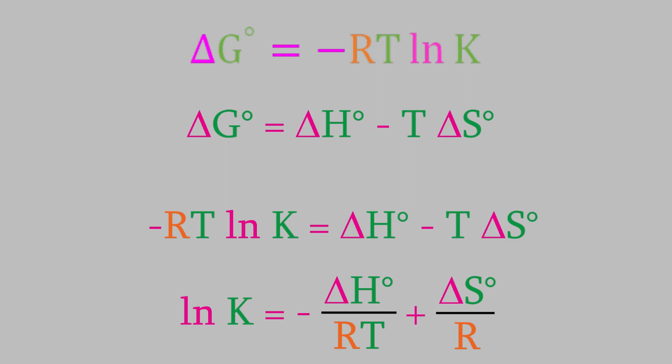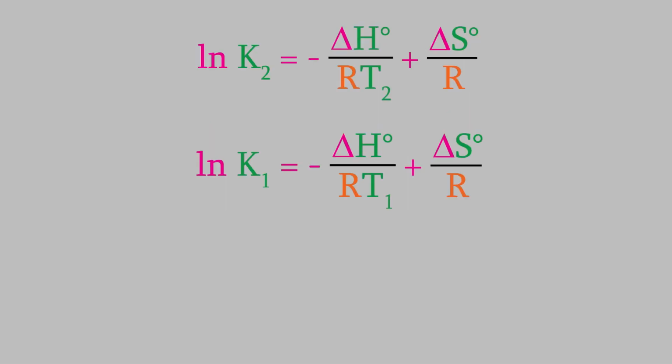Now, suppose we perform a chemical reaction twice, once at a temperature T1 and once at a different temperature T2. In that case, we could write this equation two times, once for each experiment. We'll call the equilibrium constant K_T1 for the first experiment and K_T2 for the second. Now, let's subtract one equation from the other. If we do, that gives us this result.